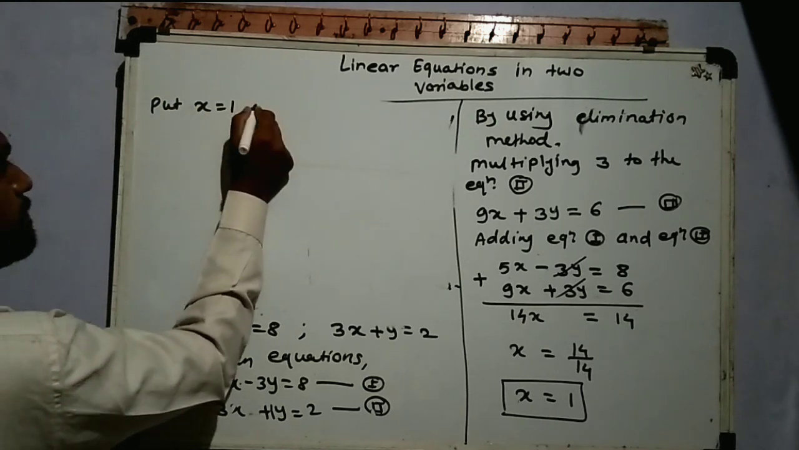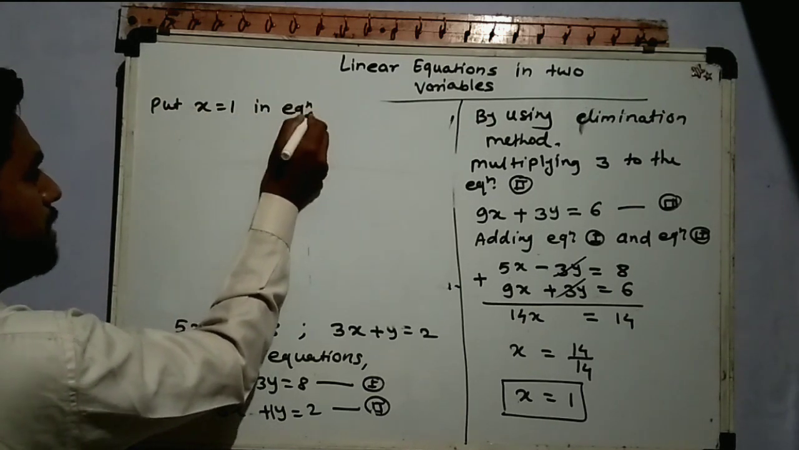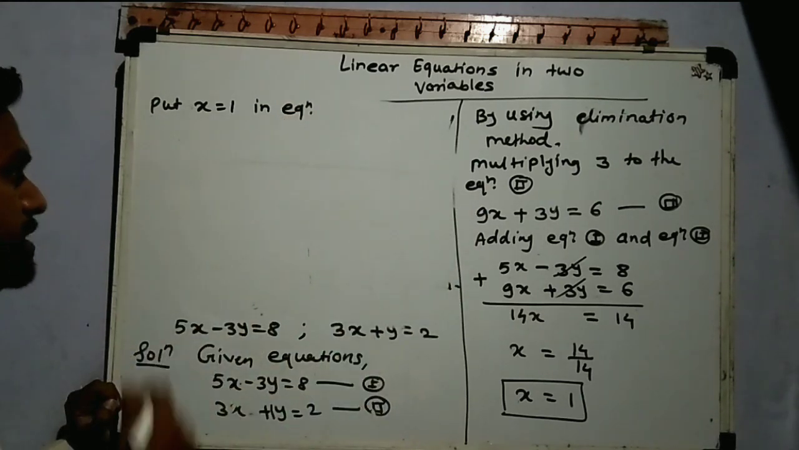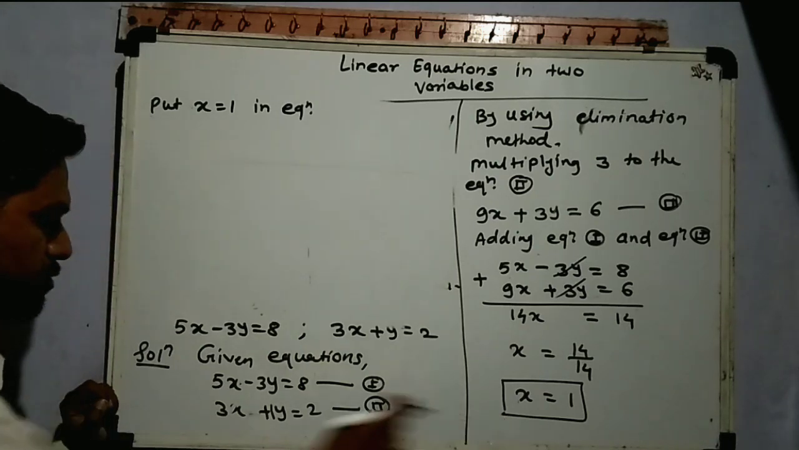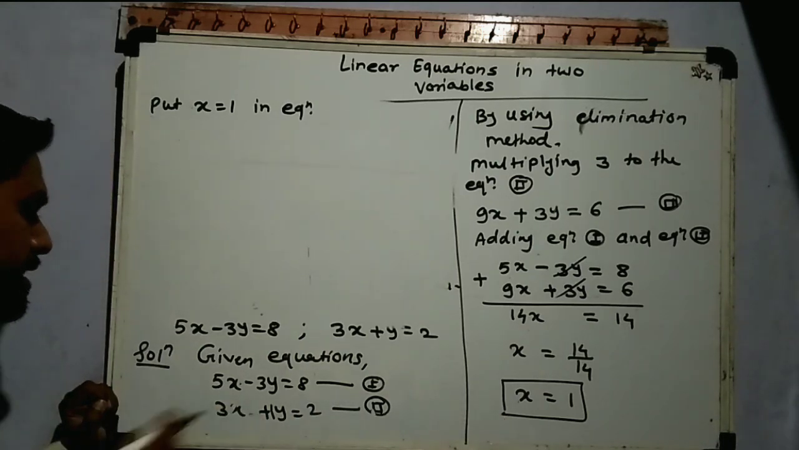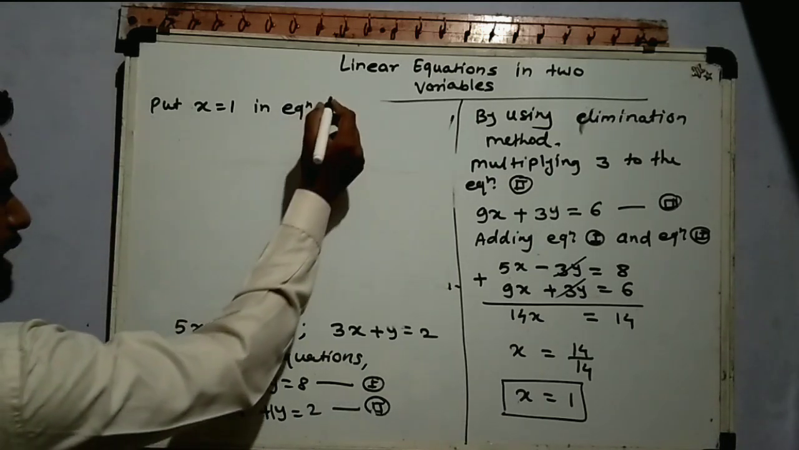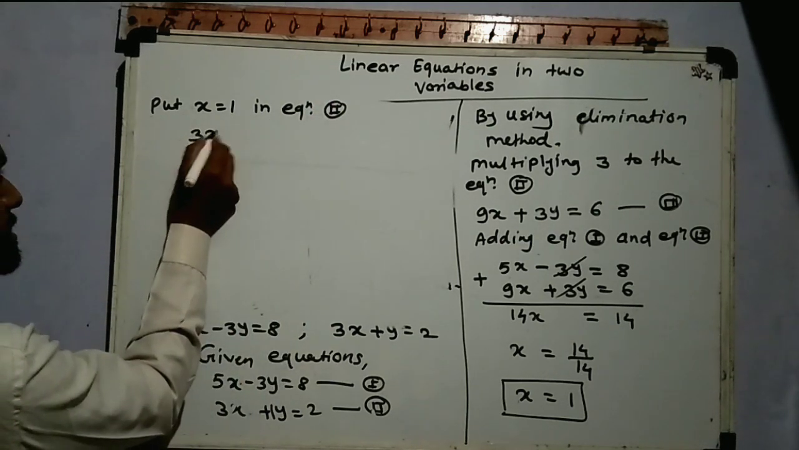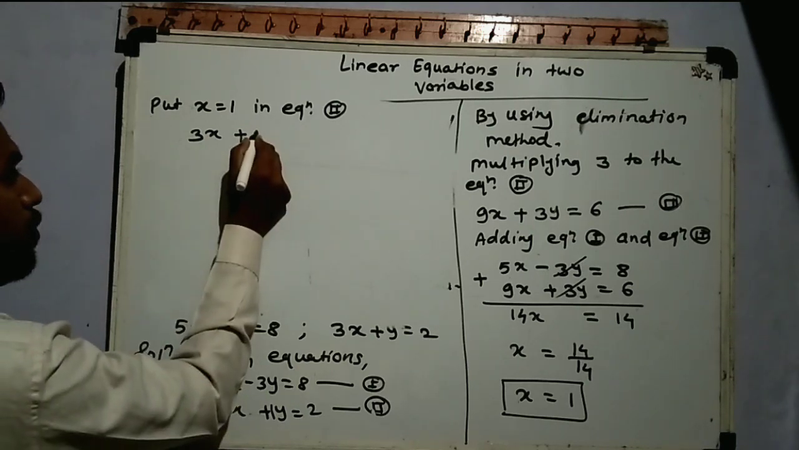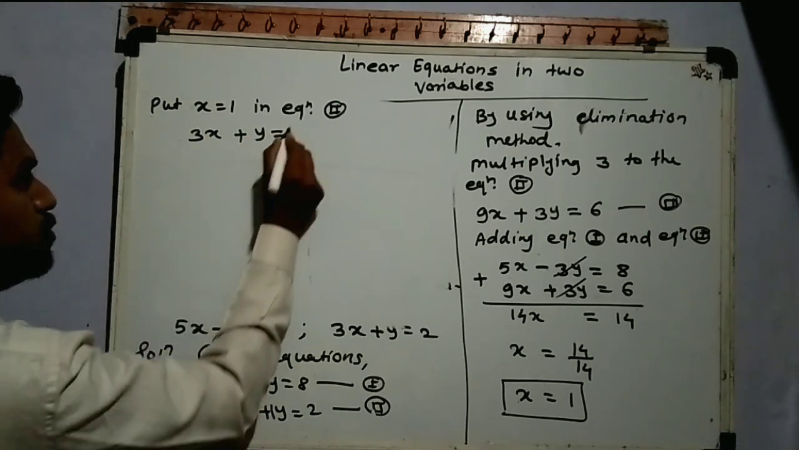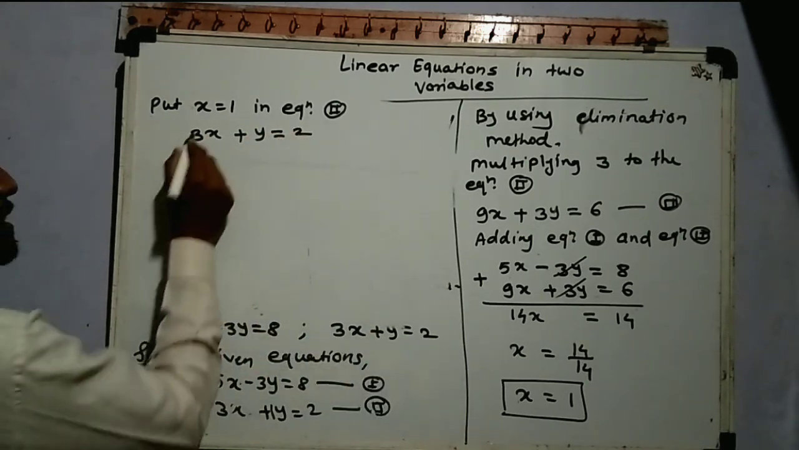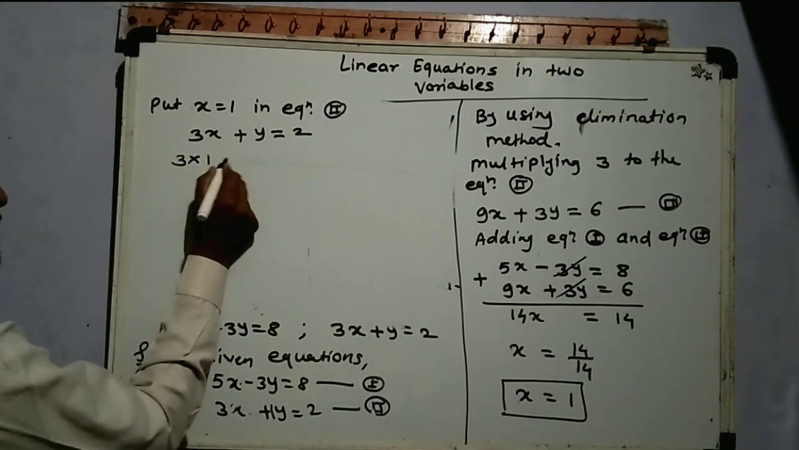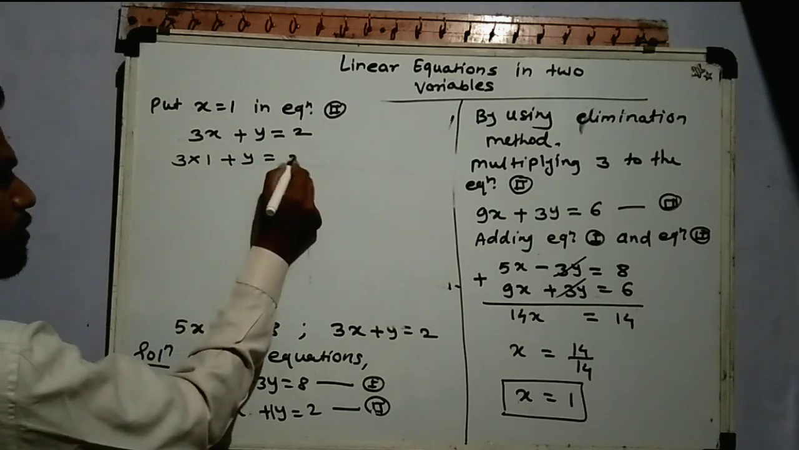Put x is equal to 1 in equation number either 1, 2 or 3, any equation. I just put this value of x equals 1 in equation 2 because it's easiest to solve. So what is equation number 2? 3x plus 1y is equal to 2. Okay, put the value of x. So instead of x, we have to put the value 1. So 3 multiplied by 1 plus y is equal to 2.